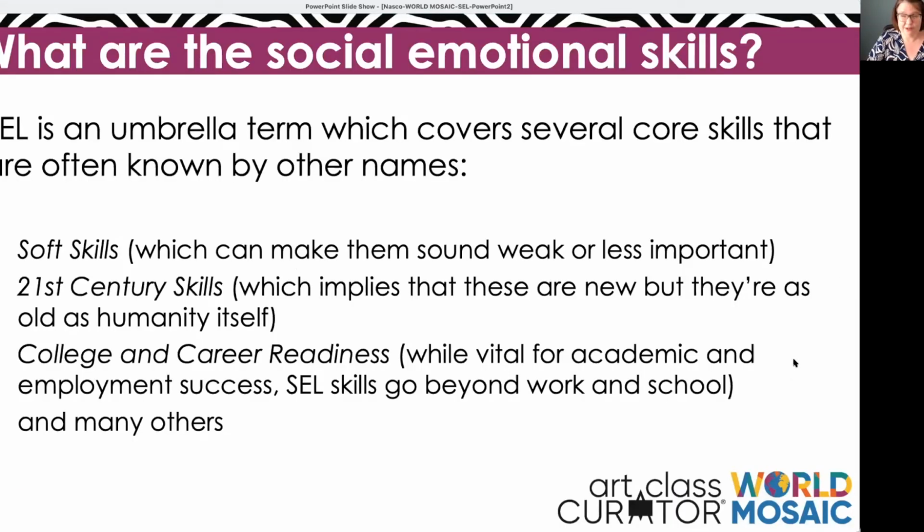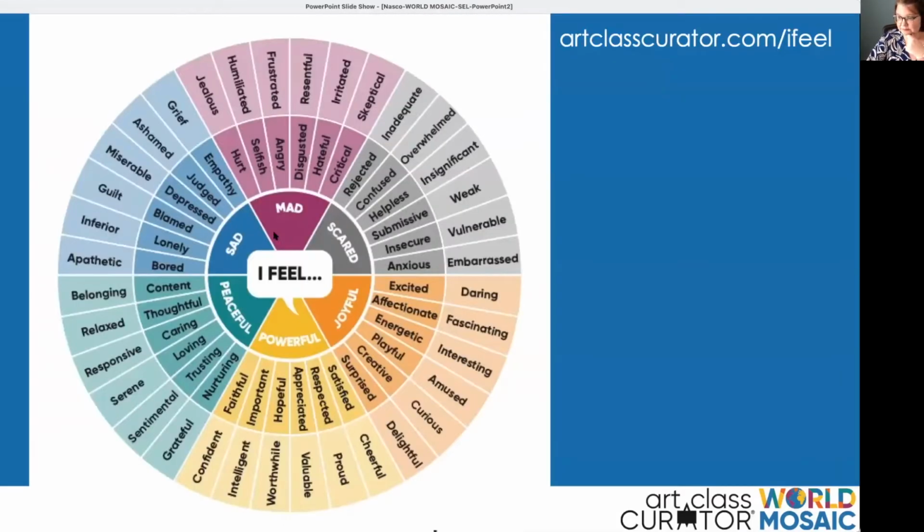And we talk about social emotional learning. That's kind of what it's called now with CASEL, the Collaborative for Academic, Social and Emotional Learning. But we've heard of things like soft skills, or they'll call them 21st century skills, even though these skills have been used forever. College and career readiness encompasses a lot of the SEL stuff. So this is sort of a bigger umbrella that covers all of that stuff.